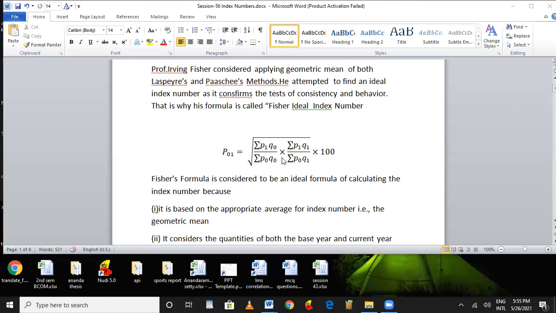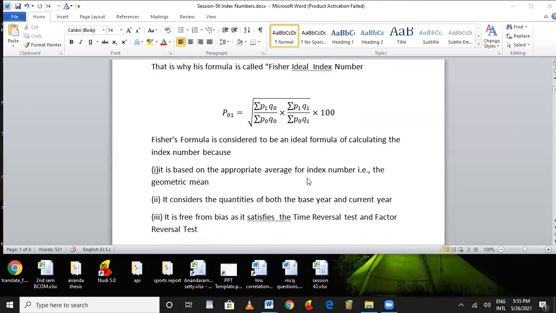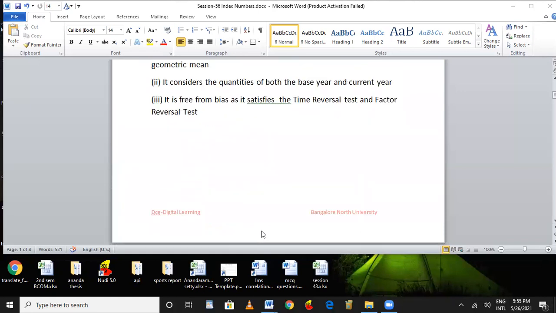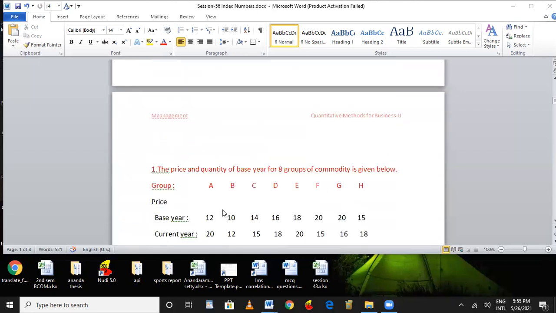Fisher index number is ideal because it is based on the appropriate average for index numbers, that is the geometric mean. He used the geometric mean in order to get the index number. He considers both the quantities for the base year and the current year. In some previous methods, they considered only the base year's quantities, but they ignored the current year quantities. But he considered both the base year and the current year quantity, and it satisfies the time reversal test and factor reversal test.